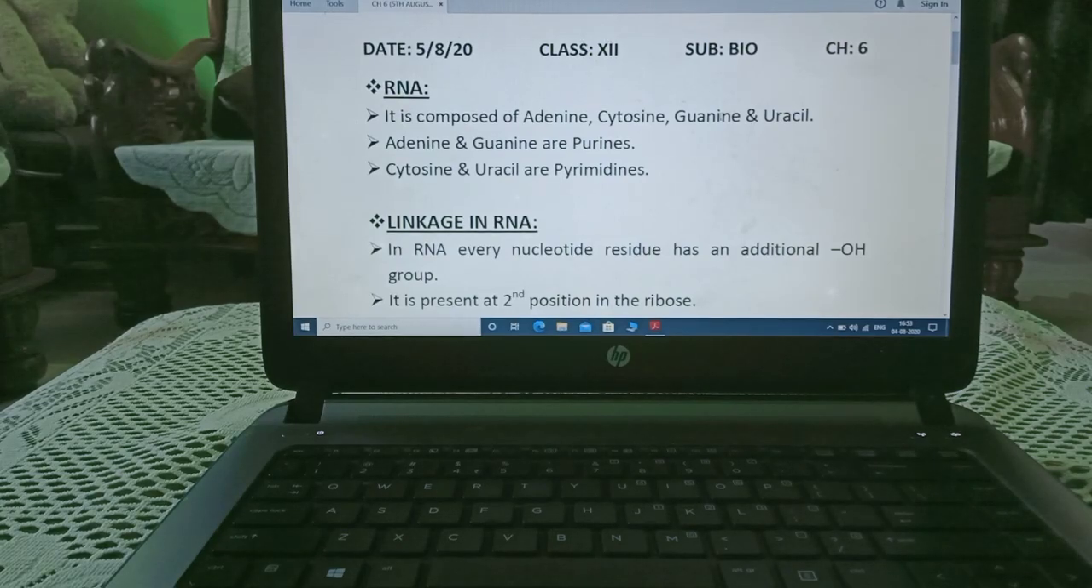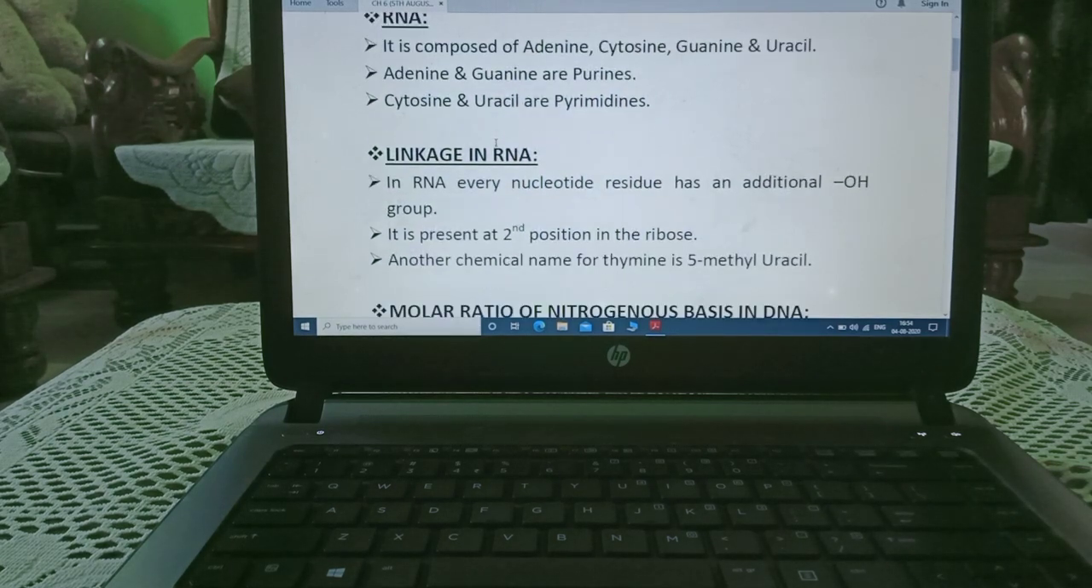Hi students, today we are starting with RNA, that is ribose nucleic acid. It is composed of adenine, cytosine, guanine and uracil. Unlike in DNA where thymine is present, here uracil is replacing thymine. Adenine and guanine are purines, and cytosine and uracil are pyrimidines.